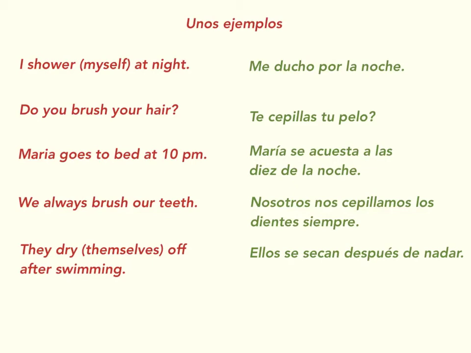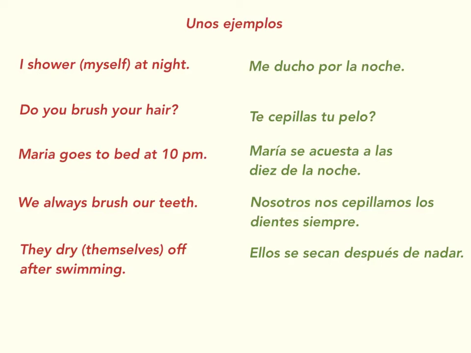Do you brush your hair? So the person is doing it to themselves. In this case, you're asking somebody, do you do this to yourself? So we use the te because it's yourself, and the as ending because it's an AR verb. Te cepillas tu pelo? And you all know there should be an upside down question mark here. Next, Maria goes to bed at 10 p.m. We're going to use the verb acostarse to go to bed. Maria se, because she's doing it to herself, acuesta a las 10 de la noche.